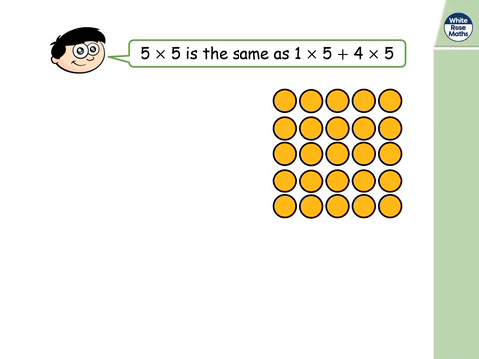Dexter has noticed that 5 times 5 is the same as 1 times 5 plus 4 times 5. Look, the red counters are 1 times 5 and the yellow counters are 4 times 5, and altogether we have 5 times 5. Pause the video and have a think. Are there any other ways we could represent 5 times 5? Maybe 2 times 5 plus 3 times 5.